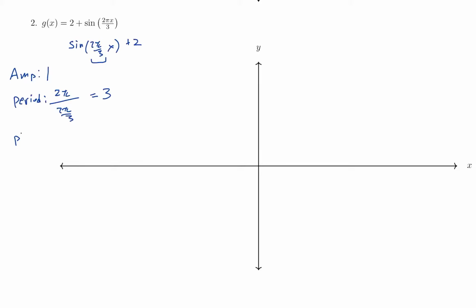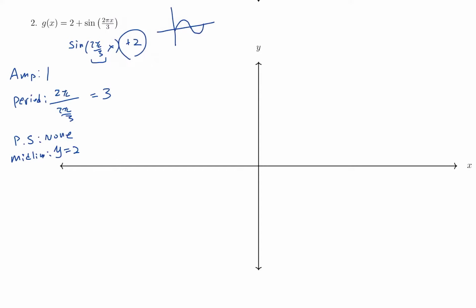There's no phase shift. Let me just write phase shift: none. Midline. For the midline, we added 2, so that means y equals 2 is the midline of this graph. It also helps to sketch the generic shape of sine, which is this, right? Each period. Just keep that in mind because we'll need that.